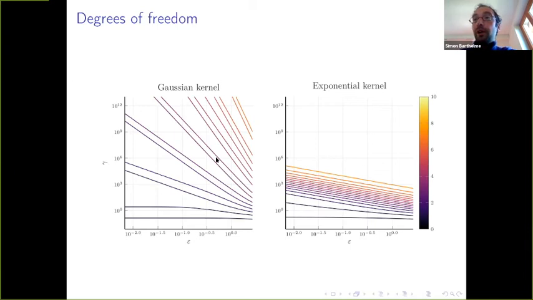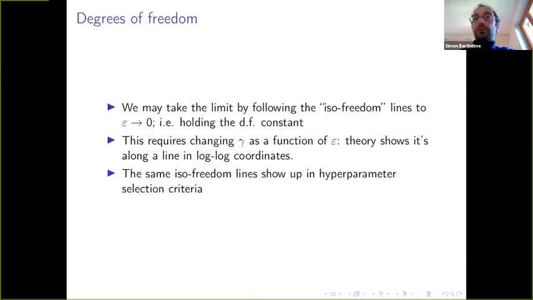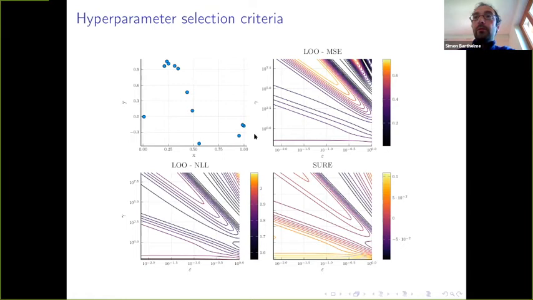And these isofreedom lines also turn up in hyperparameter selection. So this is an example of a data set. These are noisy observations of just a sine or cosine. I plot here three different hyperparameter criteria as a function of epsilon and gamma. So this is what you would use to set epsilon and gamma. For example, let's look at leave one out here. Black is good and yellow is bad. So leave one out would tell you to pick a value of epsilon and gamma along here. But you see that it's not viable.